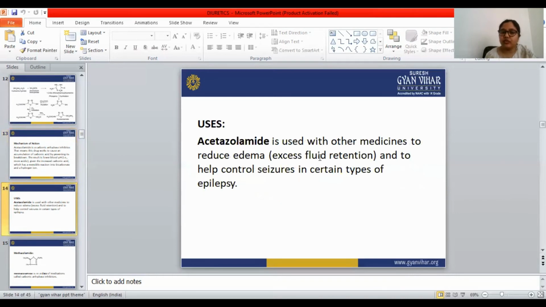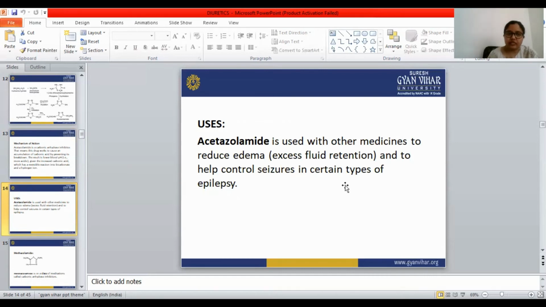And the use of acetazolamide: it is used with other medicines to reduce edema and to help control seizures in certain types of epilepsies. So acetazolamide is given in the treatment of edema as well as to control seizures in certain types of epilepsy.